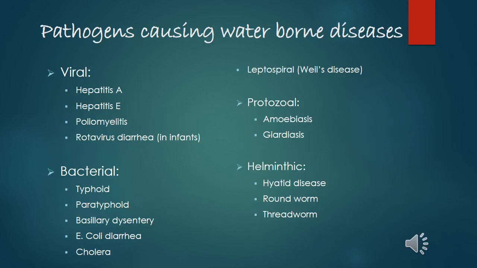So now coming to the pathogens that cause waterborne diseases, we have several types of pathogens like bacterial, viral, protozoal, and helminthic. Talking about viral pathogens that cause waterborne diseases, we have hepatitis A, hepatitis E, poliomyelitis, rotavirus that causes diarrhea mostly in infants. And in bacterial pathogens, we have typhoid, paratyphoid, bacillary dysentery, E. coli, cholera, leptospira. And in protozoal, we have amoebiasis, giardiasis. And in helminthic, we have hydatid disease, roundworm, threadworm.